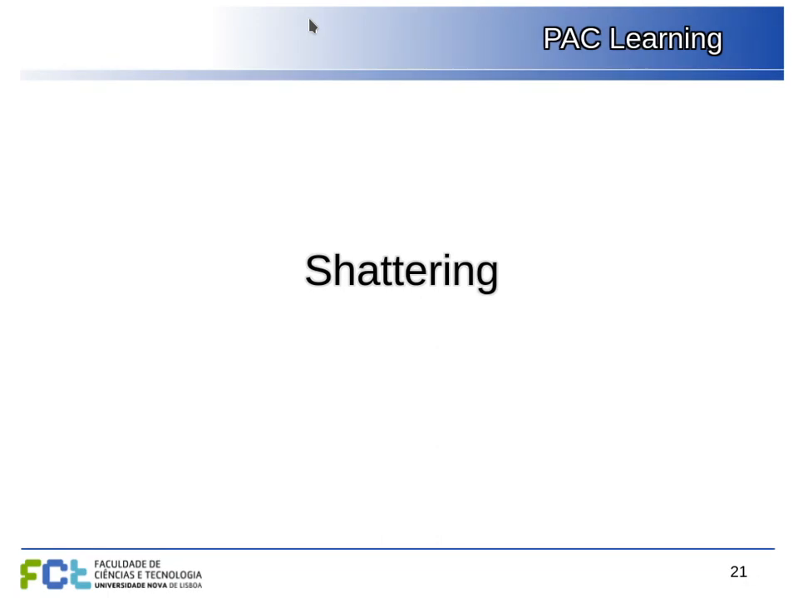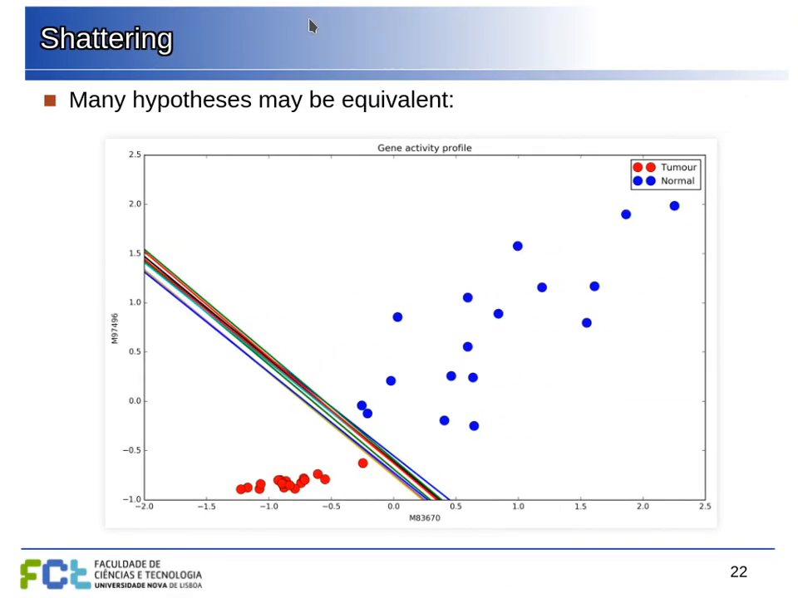So for continuous parameters, we need to base ourselves on a different concept, which is shattering. So consider these two classes, the normal cells and the tumor cells, and the discriminants, the hypotheses that we can get, for example, for logistic regression or something like that. We have an infinite number of hypotheses because we have continuous parameters, but there are many of those, infinite also, that are equivalent in the sense that they give us the same result in classification. So it would not make much sense to make a distinction between these hypotheses that have different parameters, but will give us the same classification results.